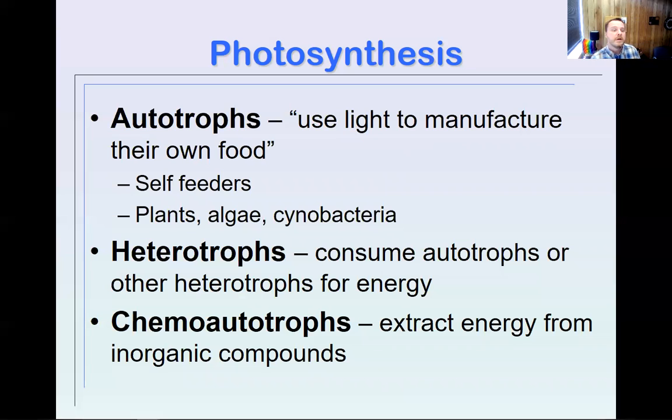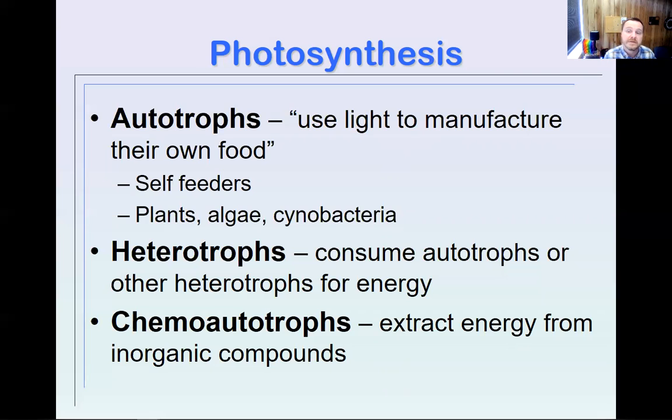All right, so some terminology here. Photosynthesis involved terminology: autotrophs, heterotrophs, and chemoautotrophs. Autotrophs, auto meaning self, troph just simply meaning feeder or consumer. So an autotroph is a self-feeder, those that use light to manufacture their own food. As we mentioned, they're using the energy from the light and storing some of that energy into higher energy compounds like sugars. Plants, algae, there are some cyanobacteria that will also go through a photosynthesis process.